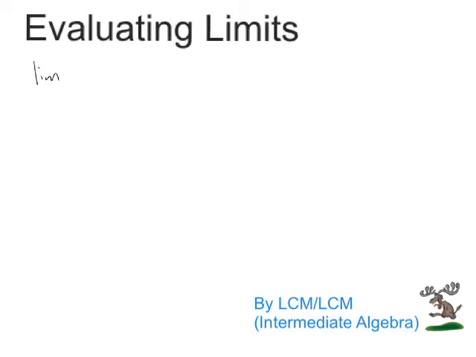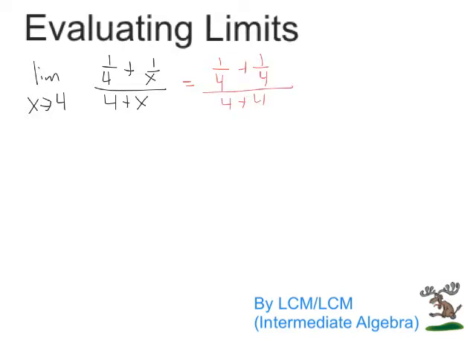The limit as x goes to 4 of 1 over 4 plus 1 over x, divided by 4 plus x. And we substitute 4 in because we always try direct substitution. We get 1 over 4 plus 1 over 4, all over 4 plus 4. 1/4 and 1/4 is 1/2, divided by 8 is 1/16. And lo and behold, we find direct substitution works for us, and so we don't need to do anything difficult.